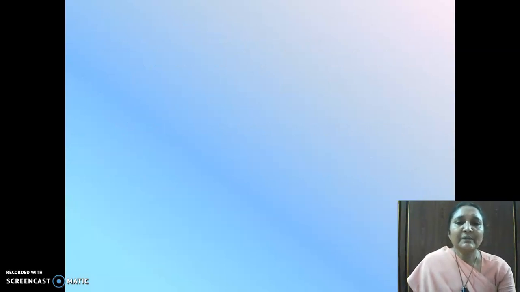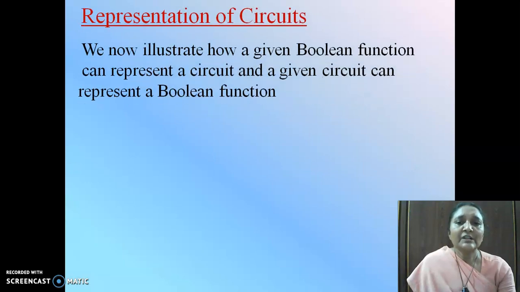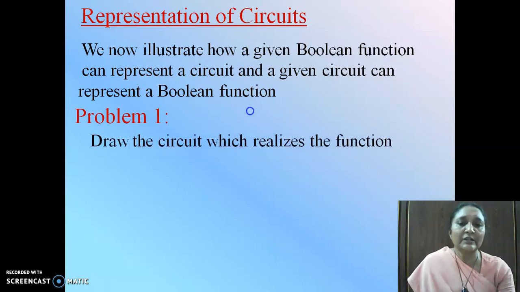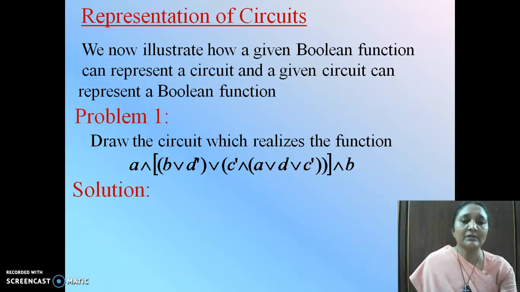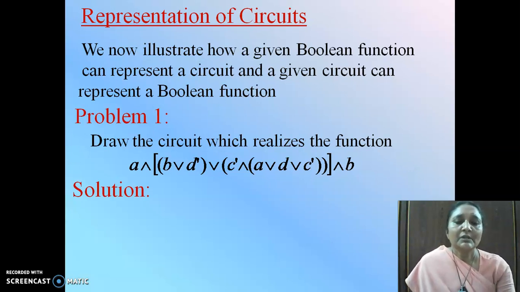Now we shall see the representation of the circuit. We shall illustrate how a given Boolean function can represent a circuit and a given circuit can represent a Boolean function with the following two examples. In the first example, we are given a function and we are asked to draw the circuit. If you look at this function, it consists of three switches. One is A, another one is B, and the third one is the middle term.